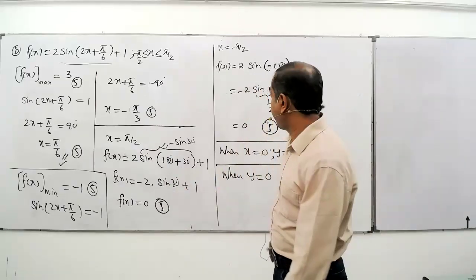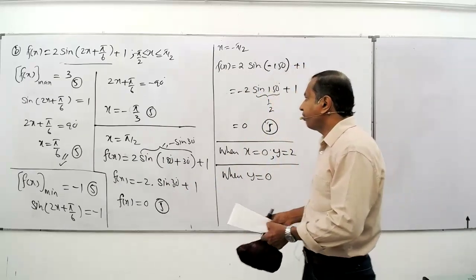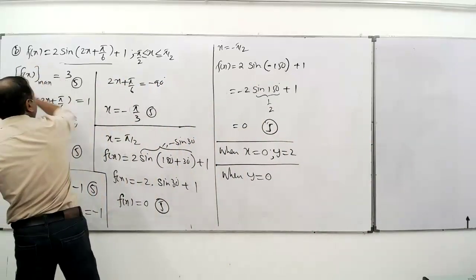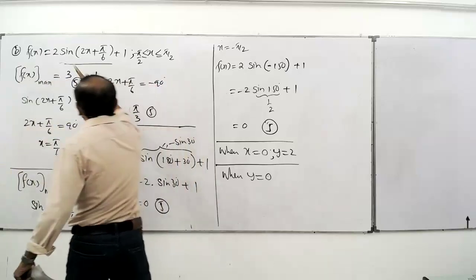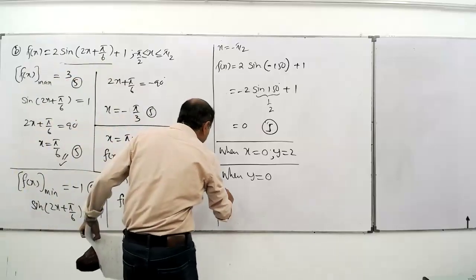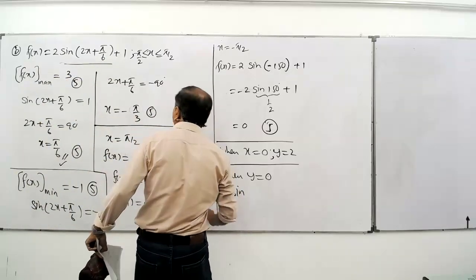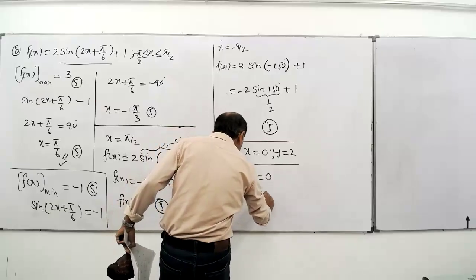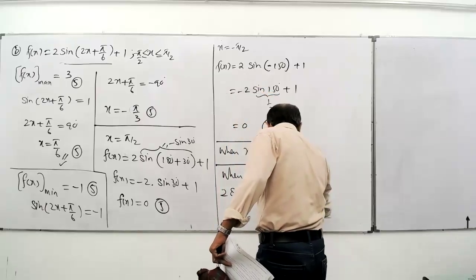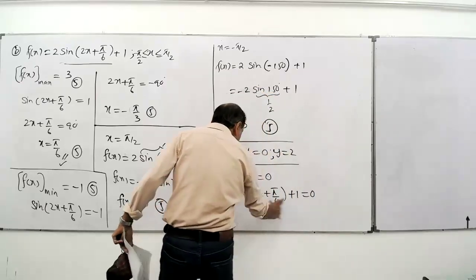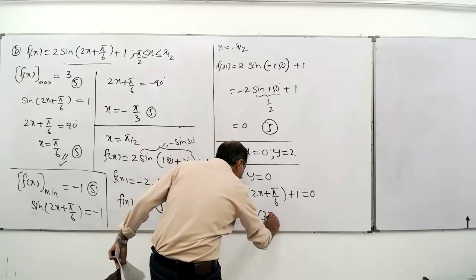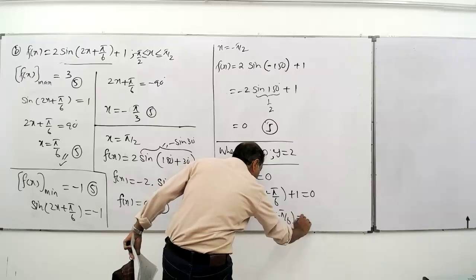Right? Okay. Right now, once I put y equals 0, you can find the x coordinates. f(x) is y, no? Put 0 there. So what is there? Sine (2x plus pi by 6) plus 1 is equal to 0. So sine (2x plus pi by 6), right? Plus 1 equals 0. Take this 1 to the right hand side and divide by 2. What do you get? Sine (2x plus pi by 6) is equal to minus half.